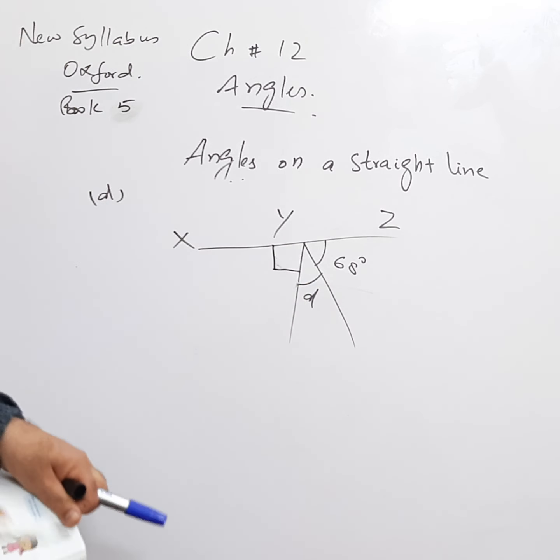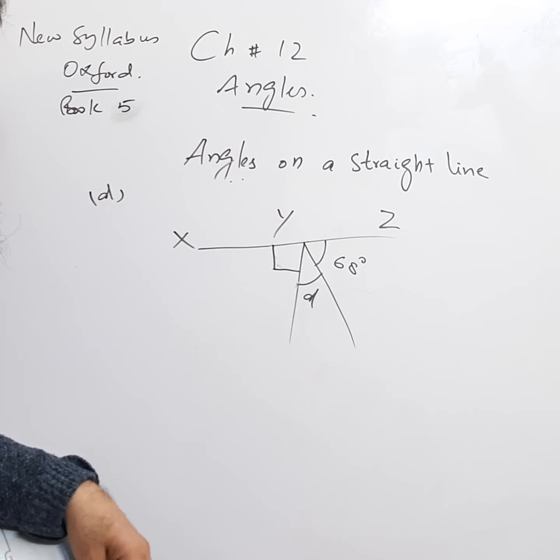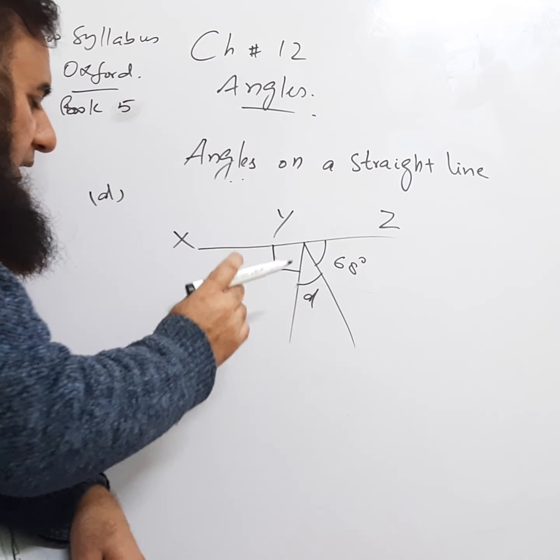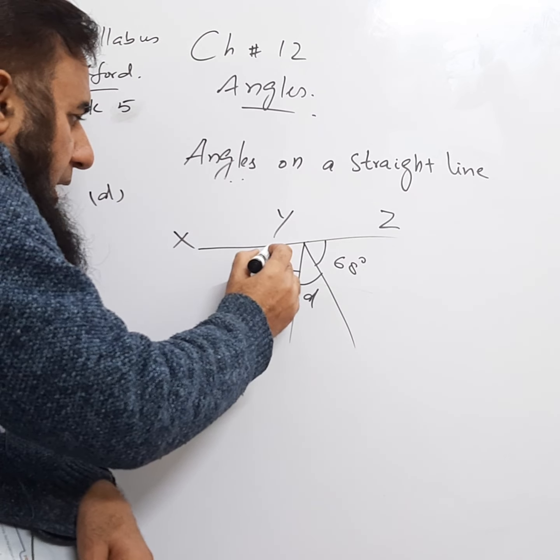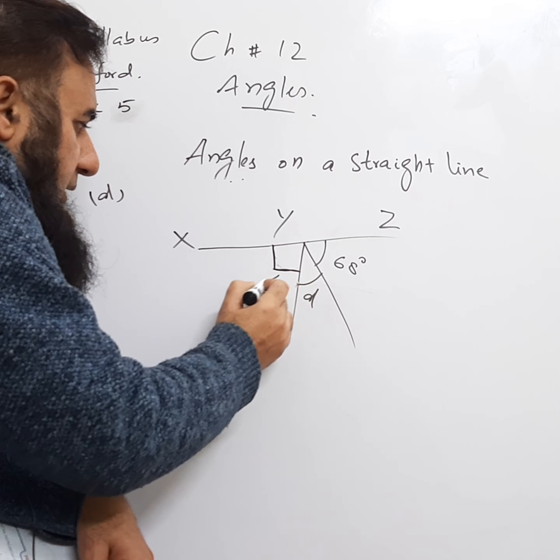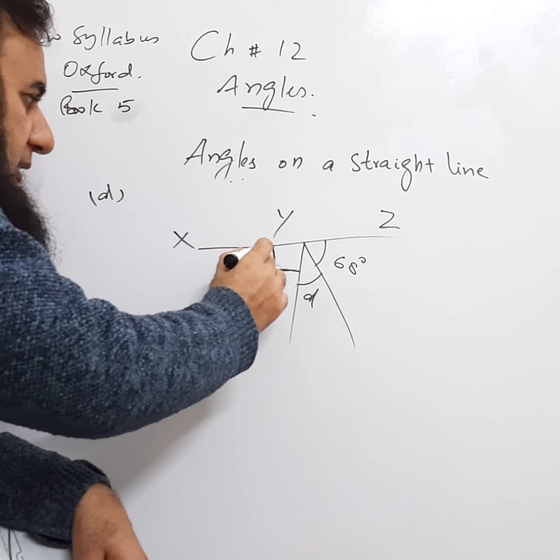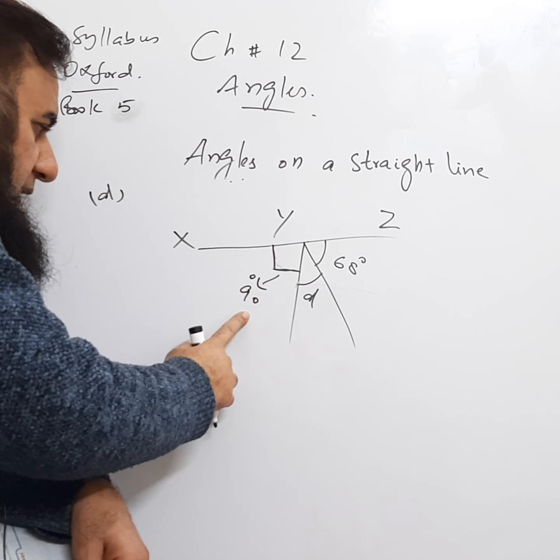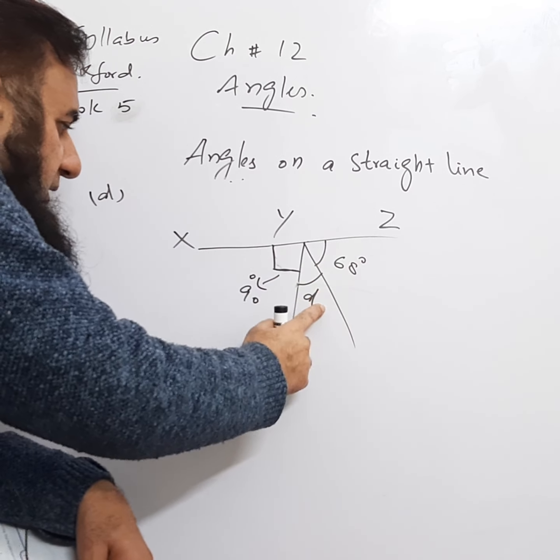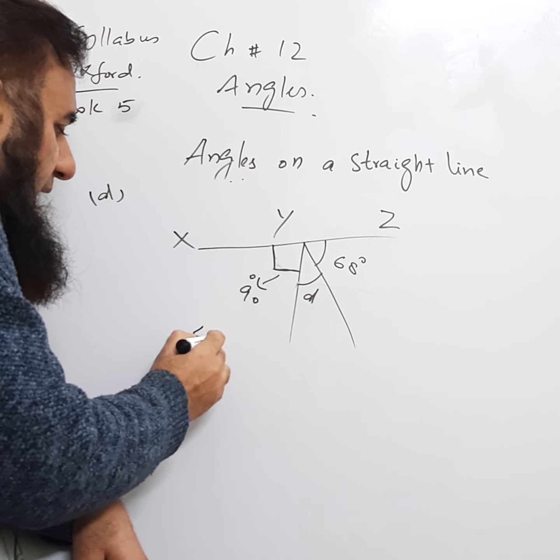Okay. So we told you in previous questions or videos that any angle which is marked with this L shape is always 90. So we know that this is 90 degrees. Okay. Because the L shape is there. This is 90 degrees, this is 68, and this is D. So we need to find angle D.